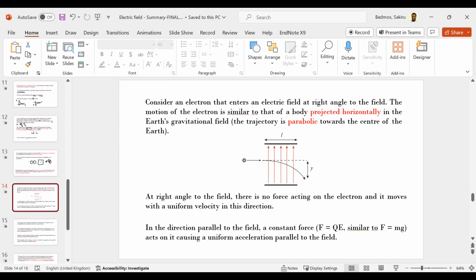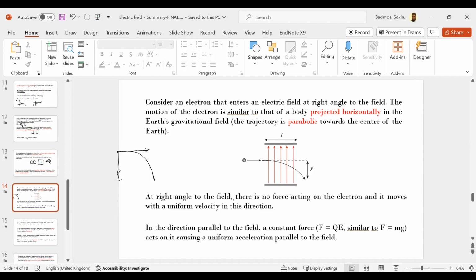Now let's consider an electron that enters an electric field at right angle to the field. The motion of the electron is similar to that of a body projected horizontally. Why? Because that object will have two components to the motion. If you project an object from the top of a cliff, for example, in a gravitational field, the motion is like a parabola, because there will be two components to the velocity. So it's similar to a charge that enters an electric field.